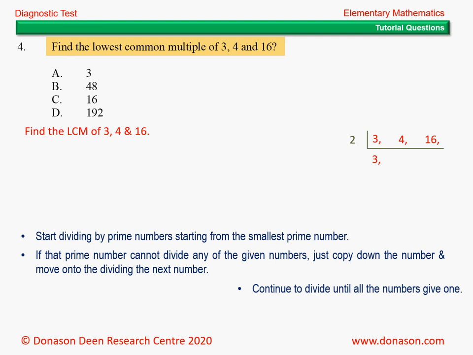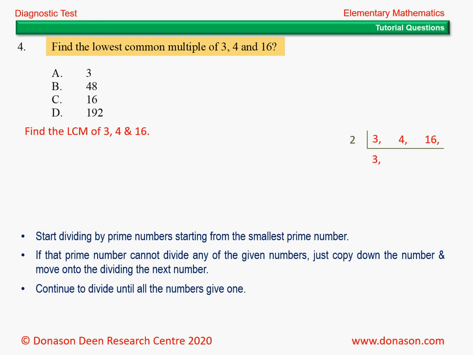So we continue to divide until all the numbers give 1. If I divide 4 by 2, that gives me a 2, and 16 divided by 2 gives me an 8. So now I have successfully divided the 4 and 16 by 2, the smallest prime number. But of course 3 could not be divided, so I did not divide it, I just carried it down.